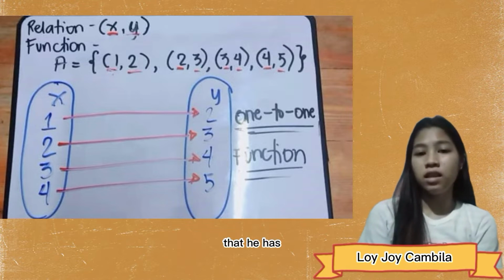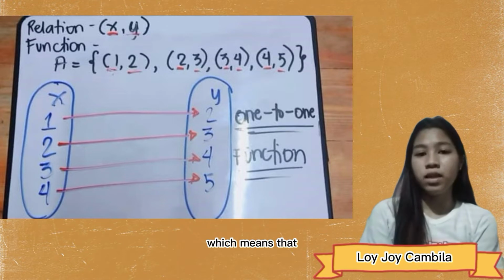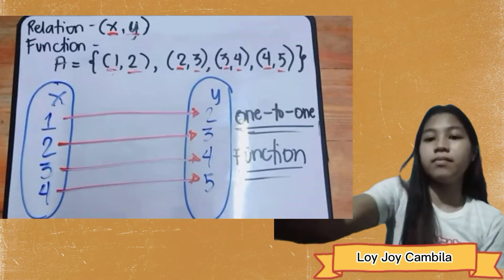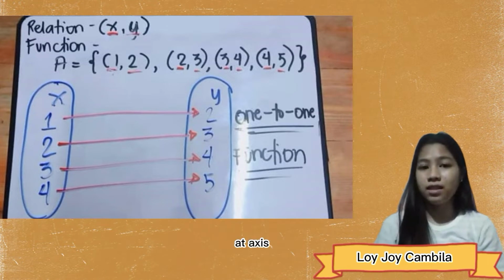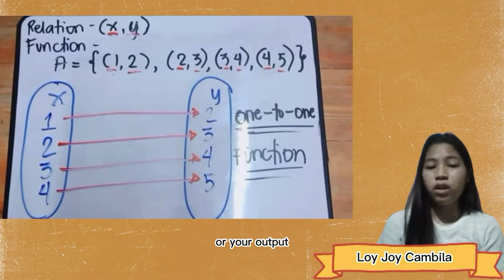So you can see that none of them has more than one relation. Each is loyal to its partner or pair, which means that we will call it one-to-one. Our relation will be a function. So let's put here that x is 1, 2, 3, 4, the first element, the input. And the second element, our output, y, is 2, 3, 4, 5.